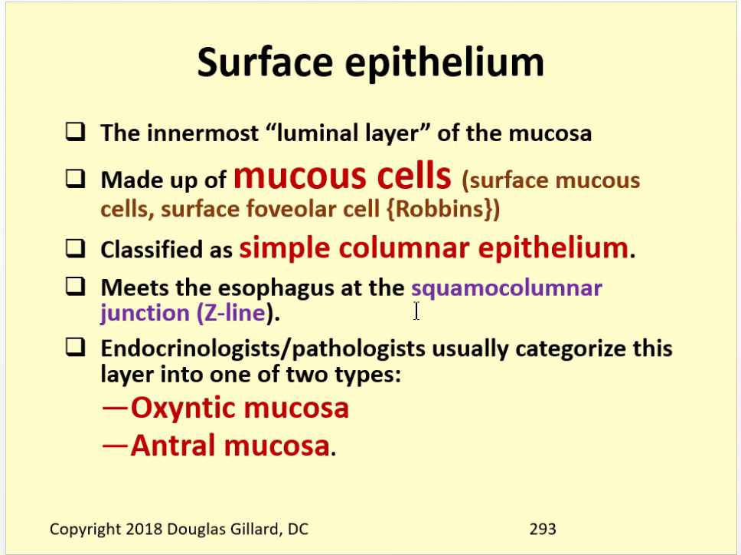Pathologists usually categorize this layer into one of 2 types. So throughout the stomach, there's either oxyntic mucosa, which contains oxyntic glands or fundic glands, and then we have antral mucosa, which is in the antrum of the stomach and contains antral glands.